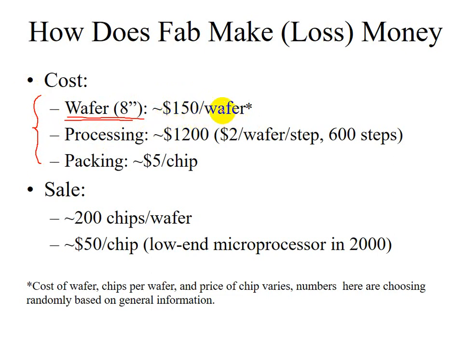For the process to finish the chip fabrication, it takes, say, 600 steps. Each step costs $2. So for each wafer, each step costs $2, and 600 steps total up to $1,200 per wafer.